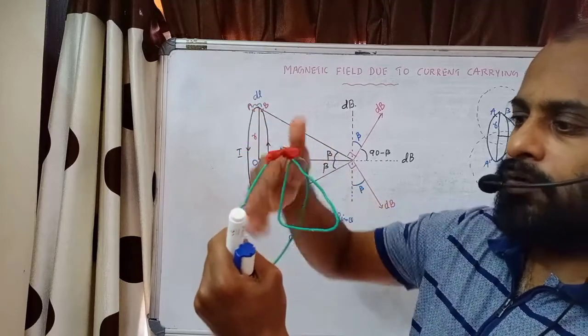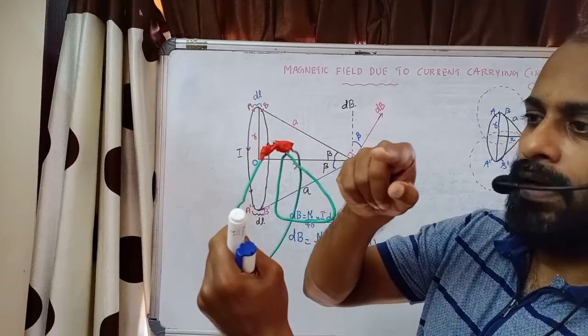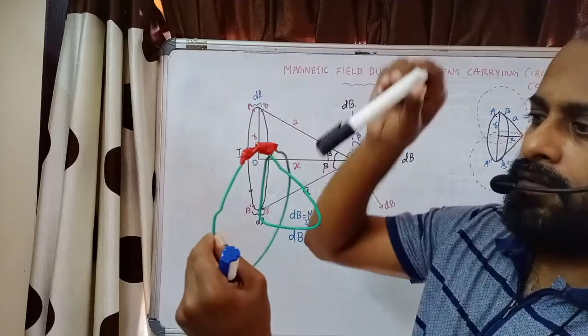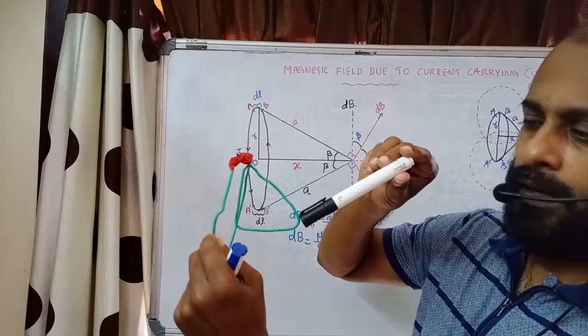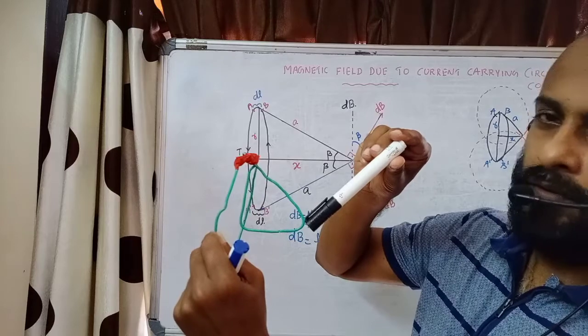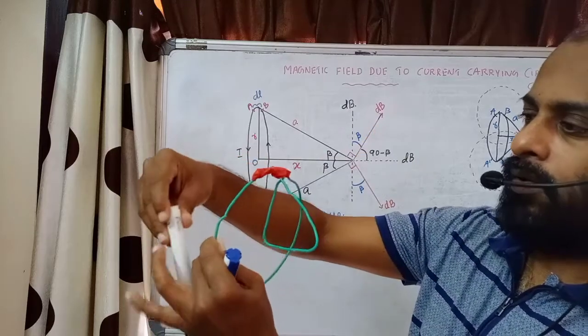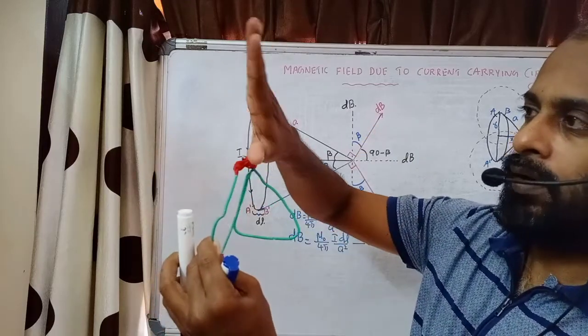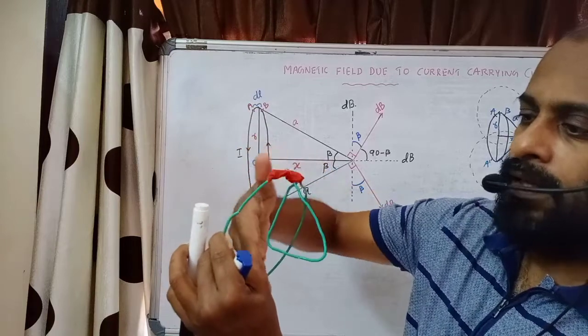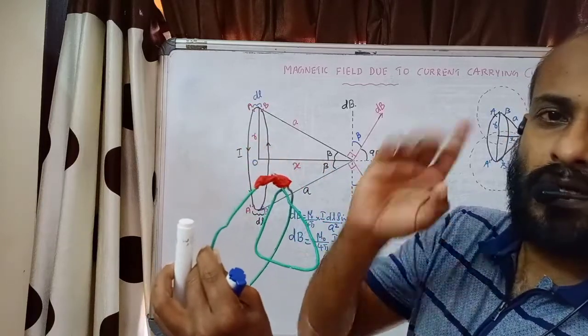So what about the direction of magnetic field at this point? This will be the direction. I can place like this. This will be the direction of magnetic field. Okay. This is the direction of magnetic field. Why? Because I need to find a tangent there at that point in this direction. I need to find the tangent. So this will be the direction of tangent.